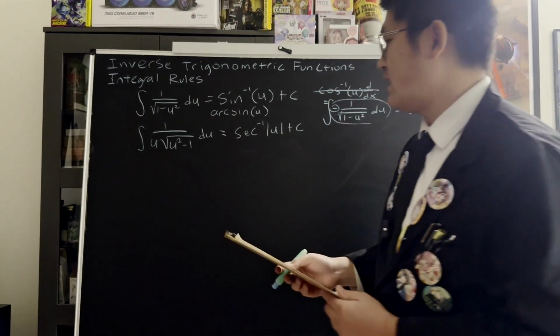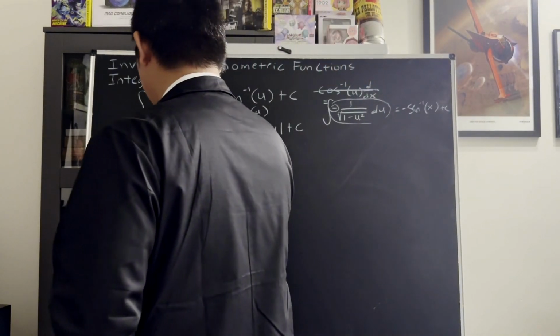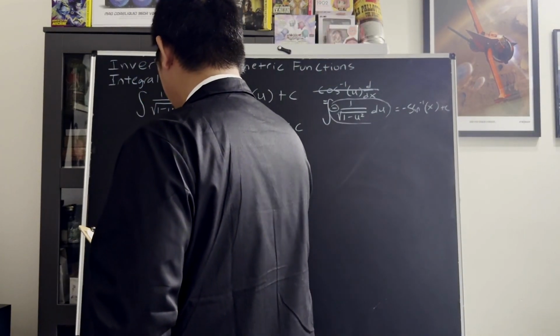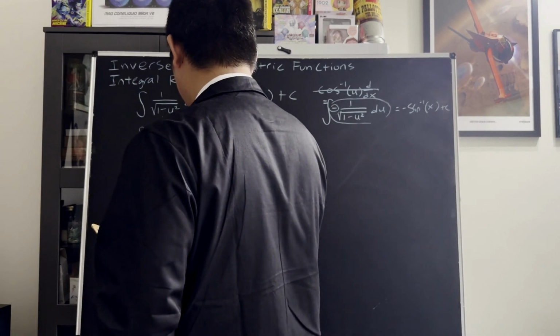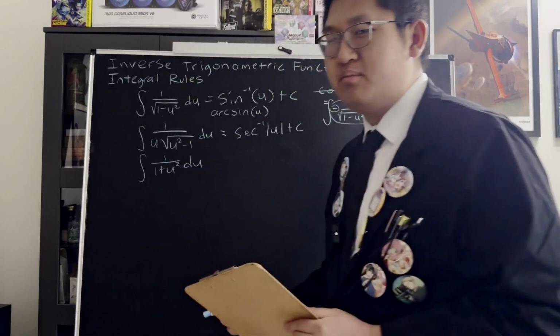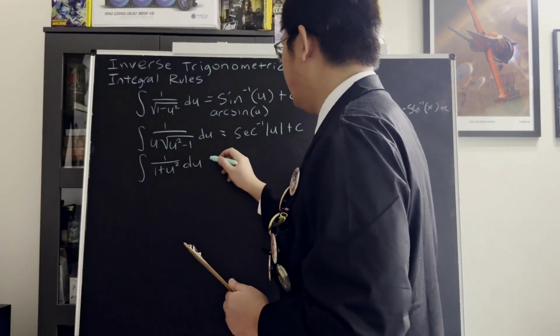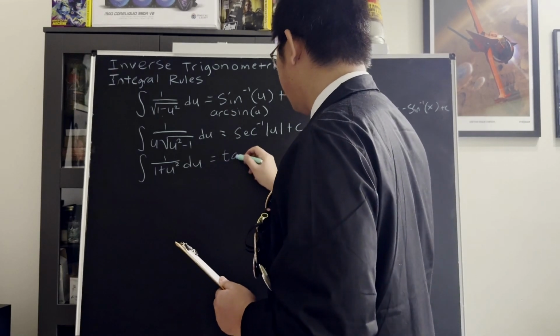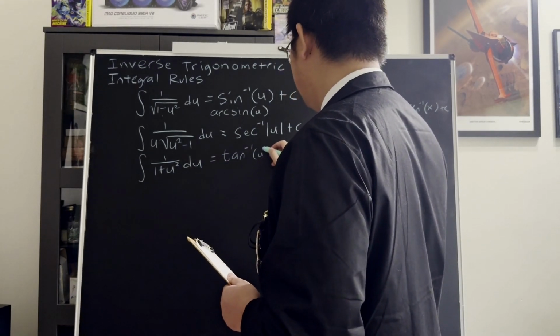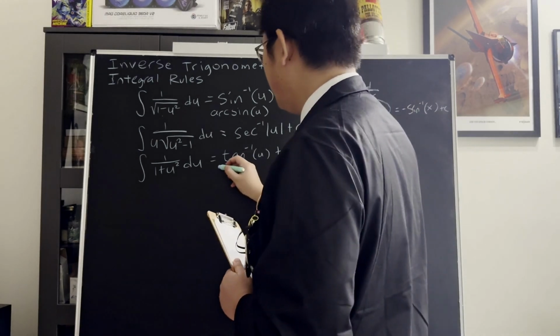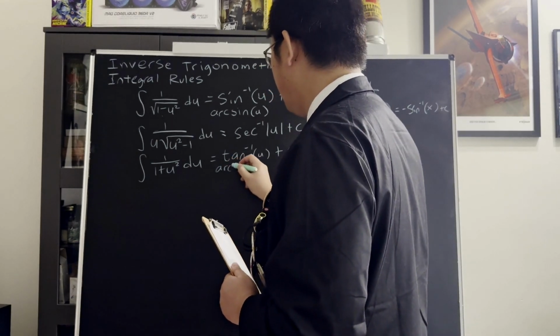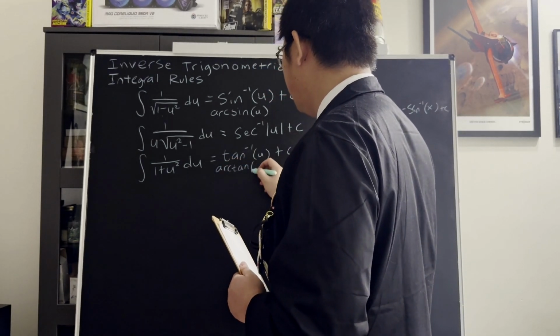It will be the inverse tangent. So let's have a look here. Our inverse tangent rule will be known as the fraction of 1 over 1 plus u squared du, and that will give us inverse tangent of u plus c. Again, for those that are accustomed with a different way of writing it, this is the same as calling it arctangent of u.